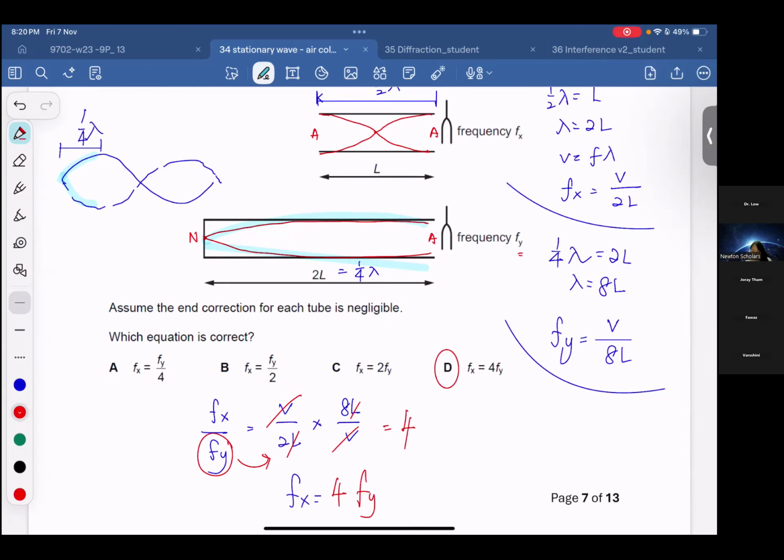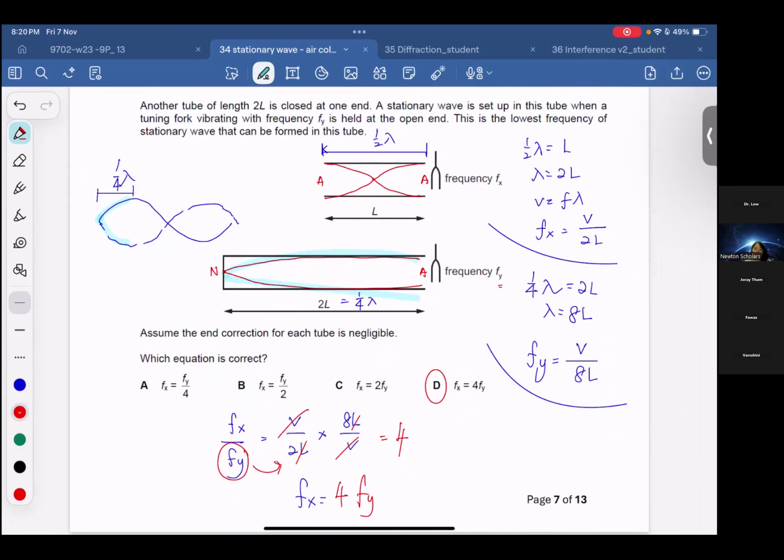For this case, it is trying to test your understanding. Are you able to draw the pattern out? From the pattern, you can decide your wavelength. Then after that, you solve the mathematical way. For this question, any questions, dear? Is it okay? Every time, we just use ratio to find the answer.